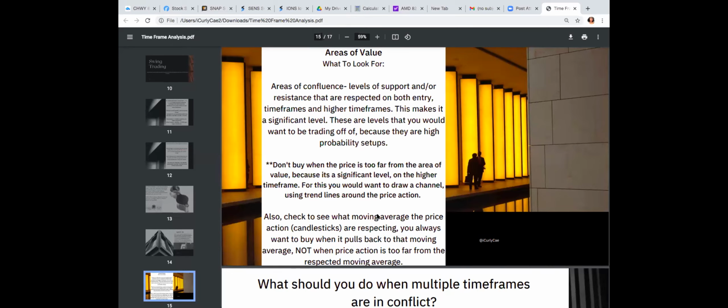You also do not want to buy when the price action is too far from the area of value, because it's a significant level on the higher time frame. For this, you would want to draw out a channel using trend lines around the price action. Also, check to see what moving average the price action or candlesticks are respecting. When we say respect, we basically mean which one does it normally pull back to? Which one does it normally ride off of? That is an area of value. You always want to buy when it pulls back to that moving average, not when it's too far away from that respected moving average.